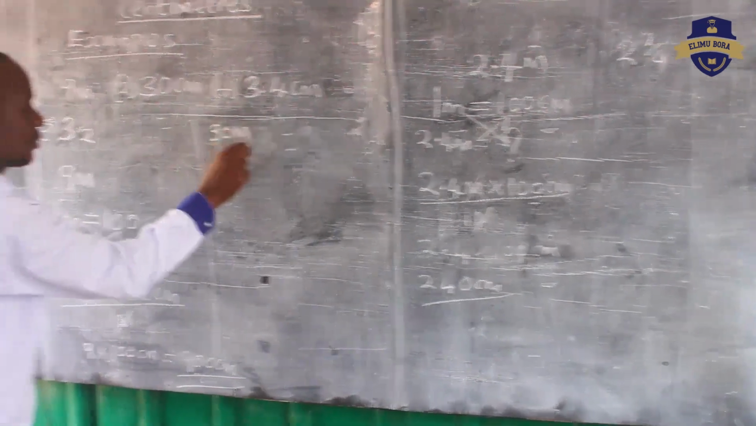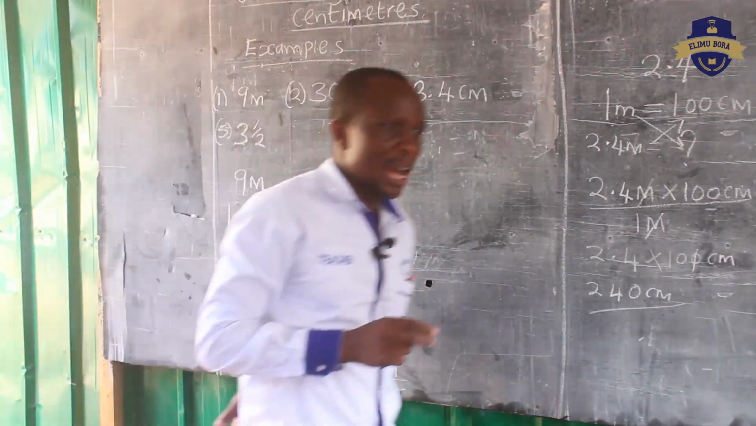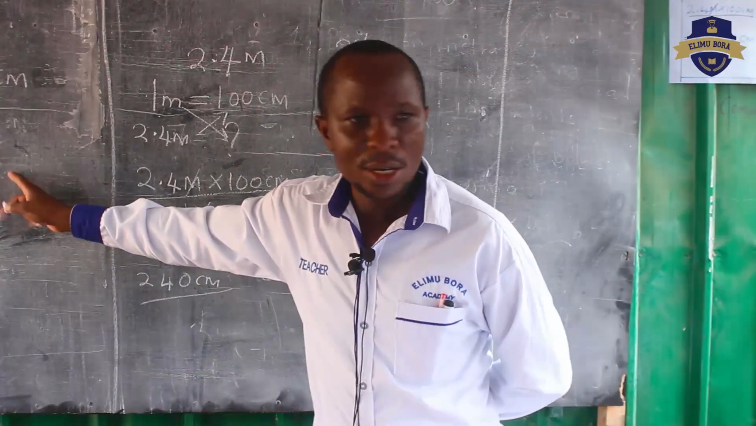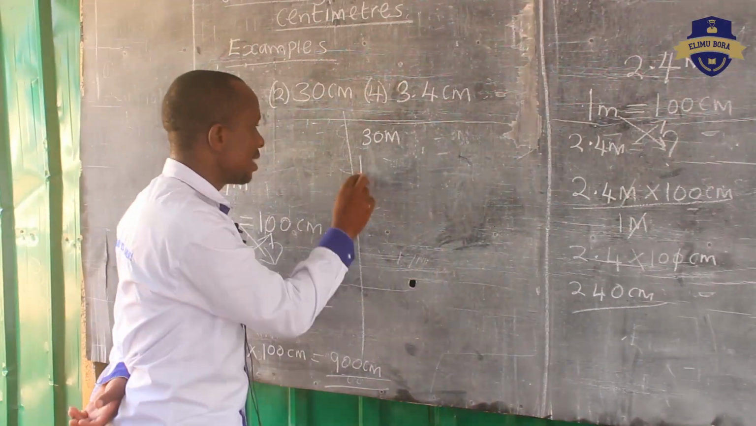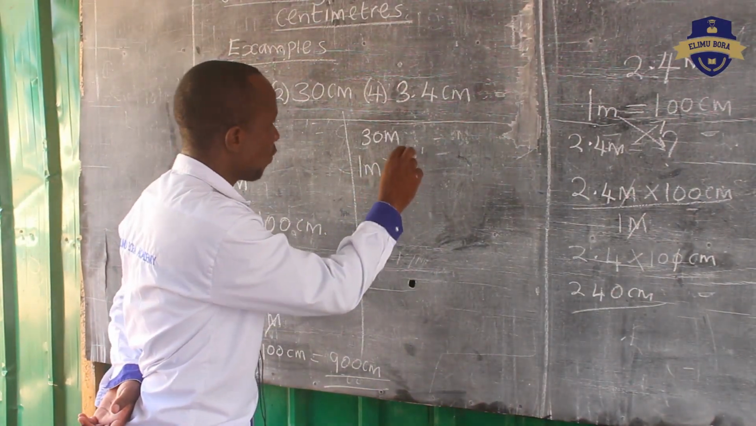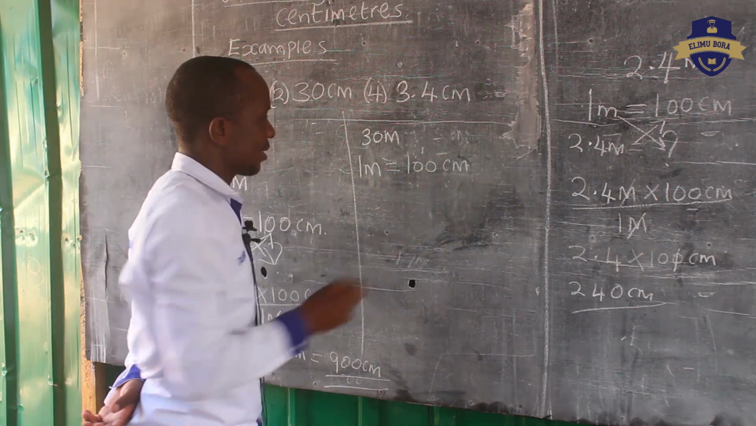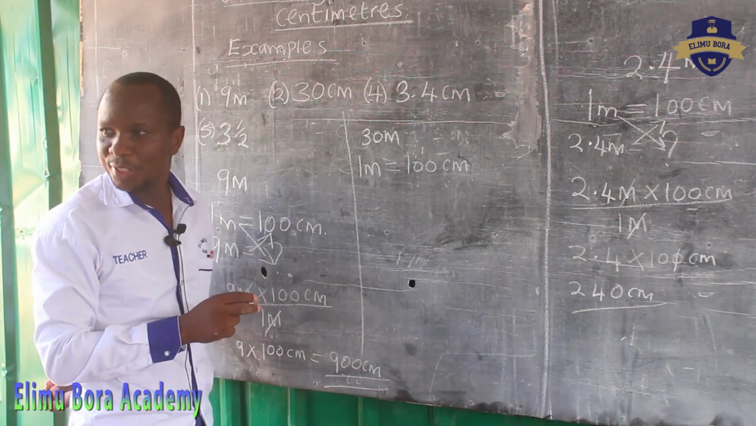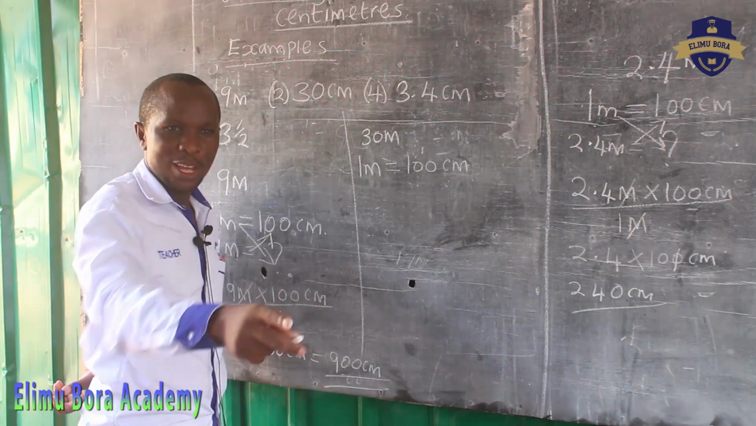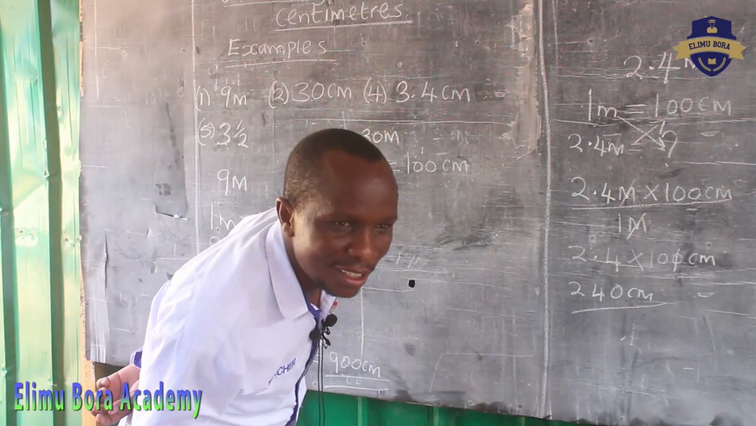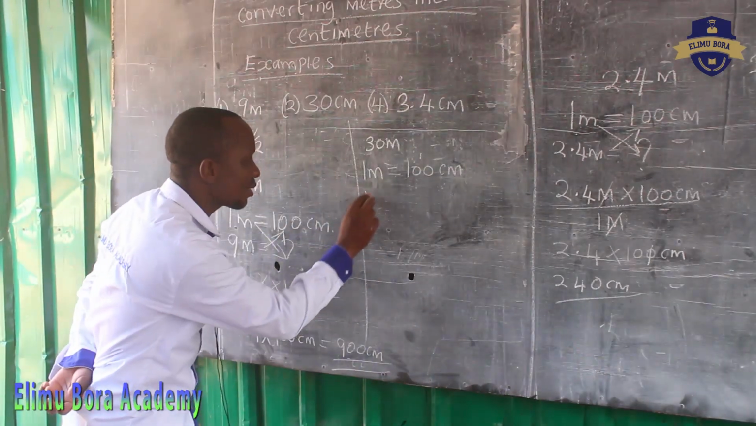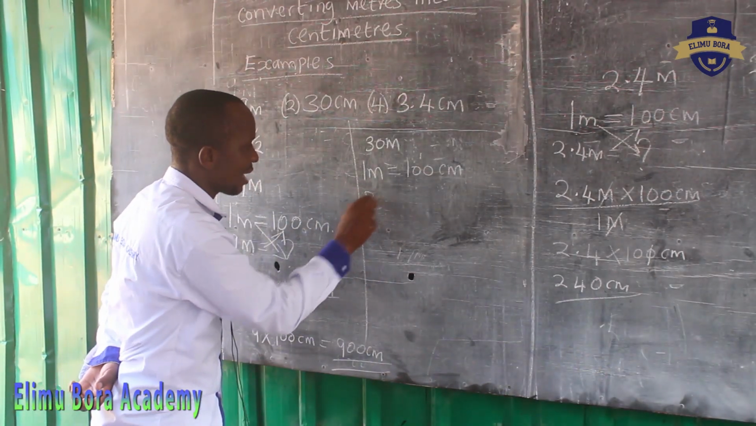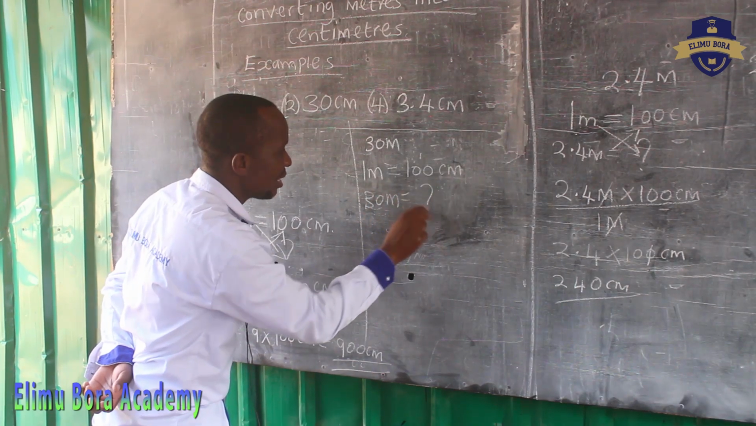Example 2. Let's do 30 meters. The first step, I've said what? 1 meter is equal to 100 centimeters. Then the next step, you say? Mohammed? What about 30 meters?